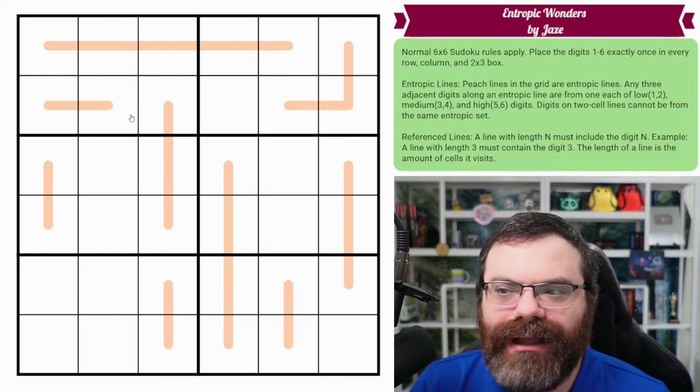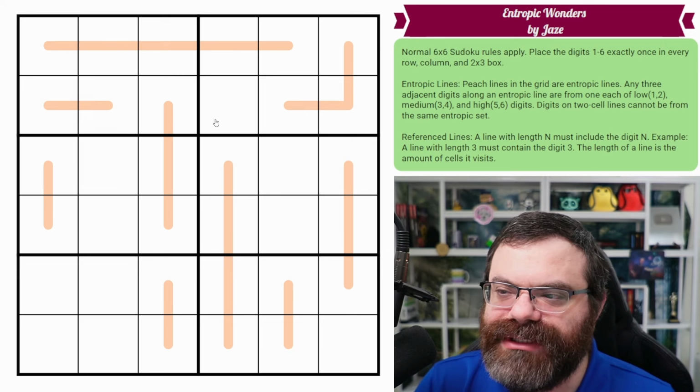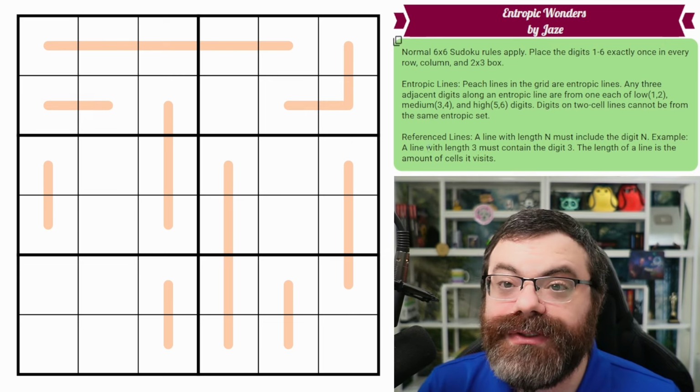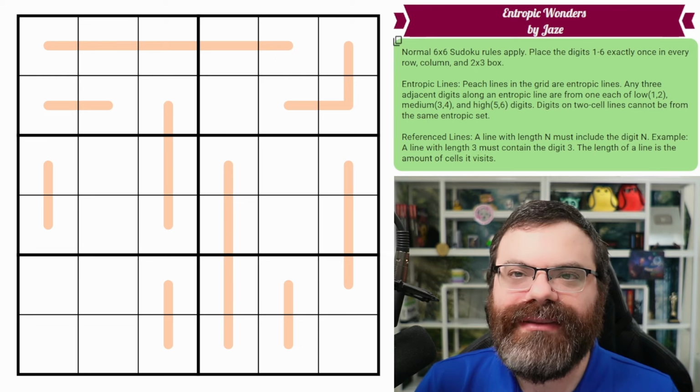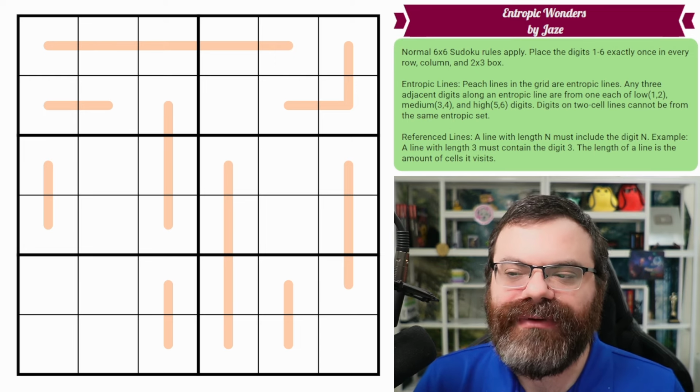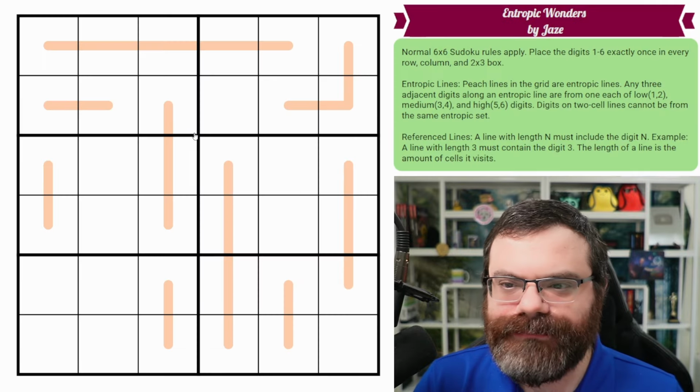Okay. And that is listed in the rules. Digits on 2 cell lines cannot be from the same entropic set. So those are the rules. There is a link in the description if you'd like to try the puzzle yourself. And I'm going to get started right now.